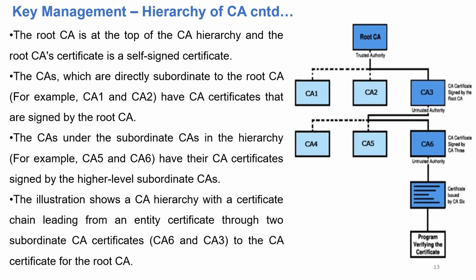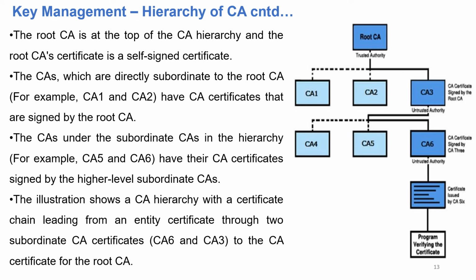Now, as shown in the diagram here, we have a root CA which is right at the top of the CA hierarchy, and the root CA's certificate is a self-signed certificate. Next come the children, or rather the CAs which are directly subordinate to the root CA, which are your CA1, CA2 and CA3. The certificates of these CA1, CA2, CA3 are signed by the root certificate.